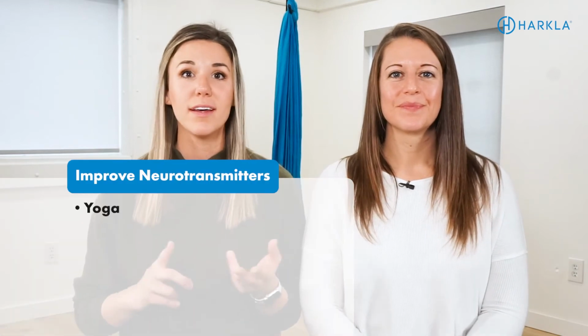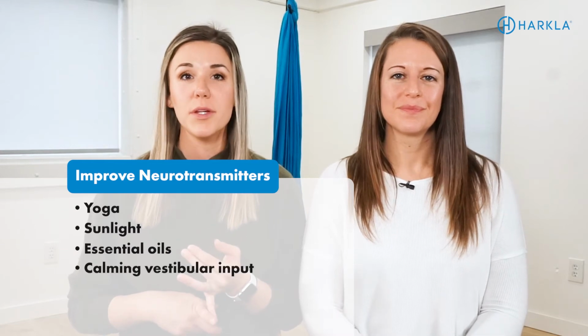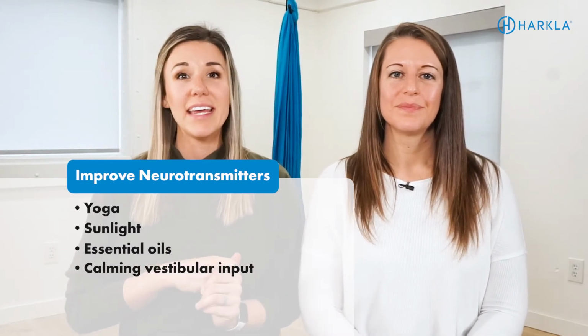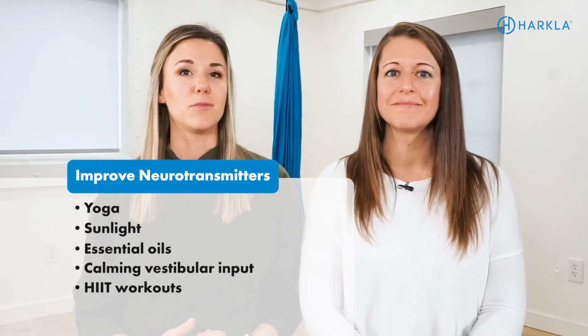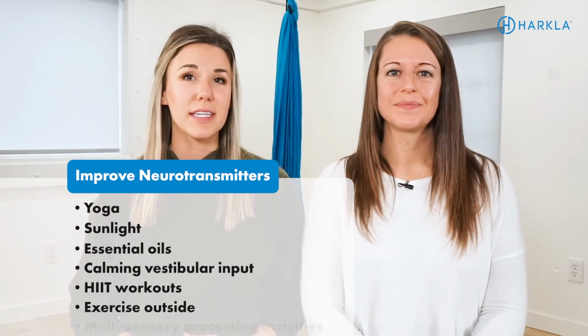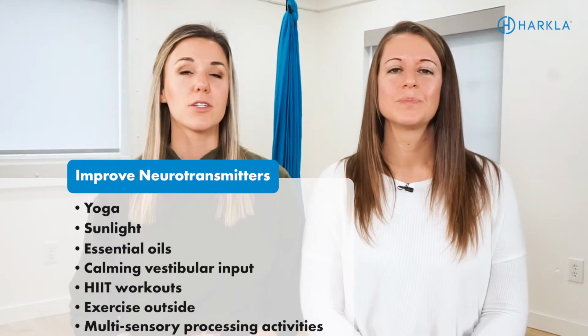Another thing to look into is neurotransmitters. We're not going to go into a ton of the deep dive science here, but there are some basic activities that you can do to ensure optimal neurotransmitter function. Things like yoga, sunlight, essential oils, calming vestibular input, even HIIT exercises, those high intensity interval exercises. Get your heart rate going. Just getting outside, using those multi-sensory processing activities to really make sure that those neurotransmitters are functioning optimally.